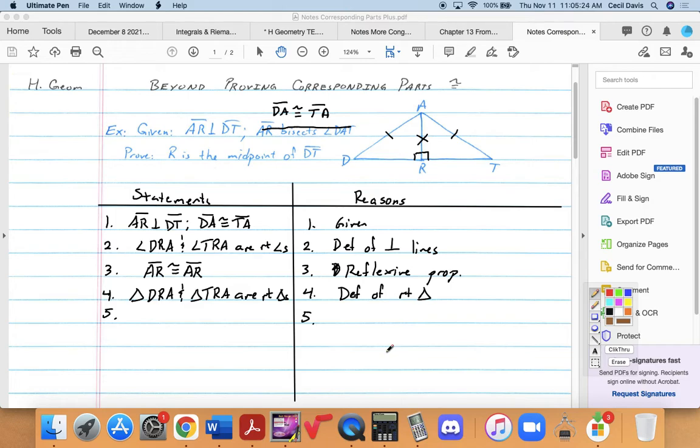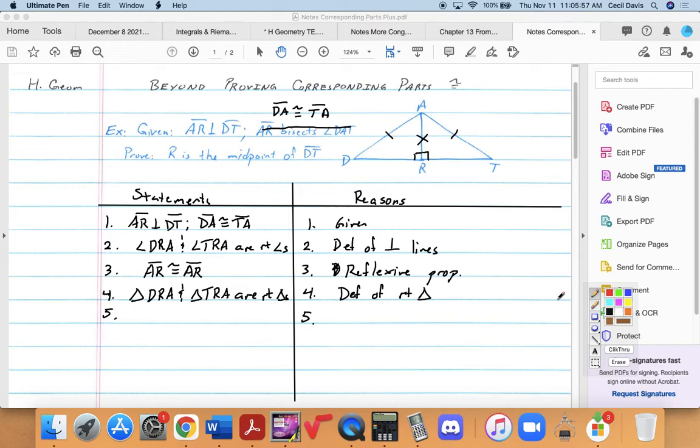One thing to note before we go on: if this had been an angle side or a side angle side, or any of the other ways to prove triangles congruent, we would need to say that the right angles are congruent. We would need to say angle DRA is congruent to angle TRA because all right angles are congruent.